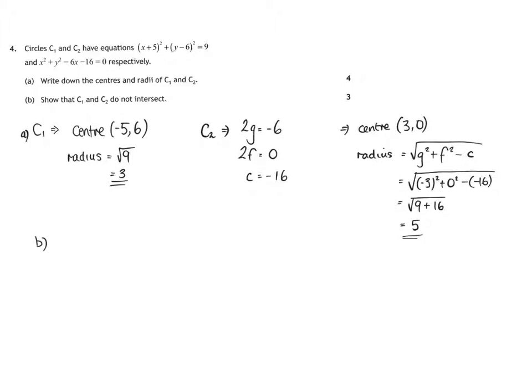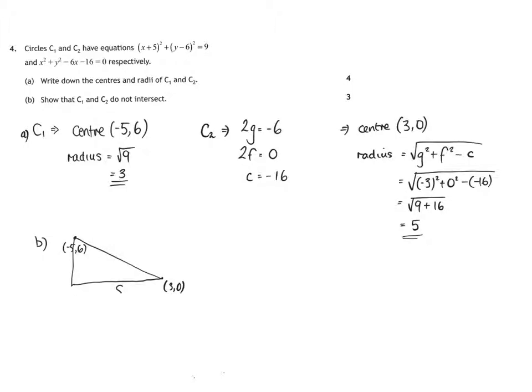So for part B, we've been asked to show that the circles do not intersect. So to find out whether or not these circles intersect, we need to look at the distance between the centres of the circle. So we're going to have minus 5, 6, and we've got 3, 0. Okay, so I find it easiest when I'm doing this to kind of draw it as a triangle, because to find the distance between them, we're going to have to use Pythagoras, or we can use the distance formula, but the distance formula is basically just Pythagoras anyway.